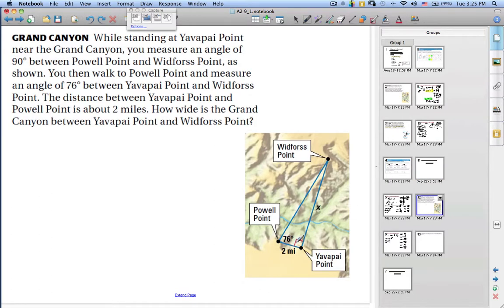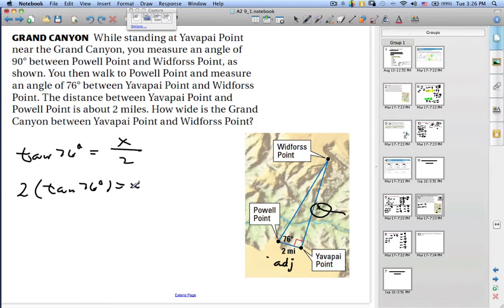So when I take a look at this triangle, you see that they've given me an angle. So my theta is 76 degrees. They've supplied me the side adjacent, and I'm looking for the side opposite. So opposite and adjacent, I know would be tangent. So tangent of 76 degrees would be equal to my side opposite, which is x, over my side adjacent, which would be 2. So that means 2 times tangent of 76 degrees will be equal to x.